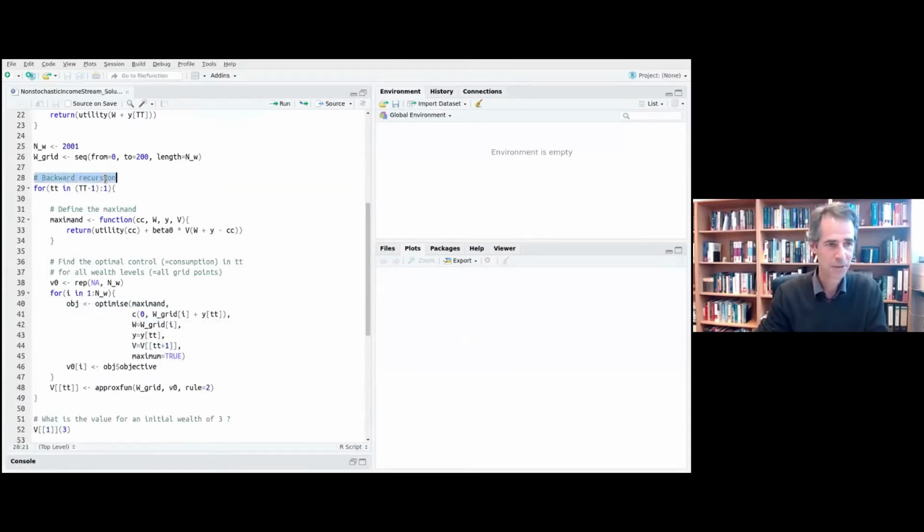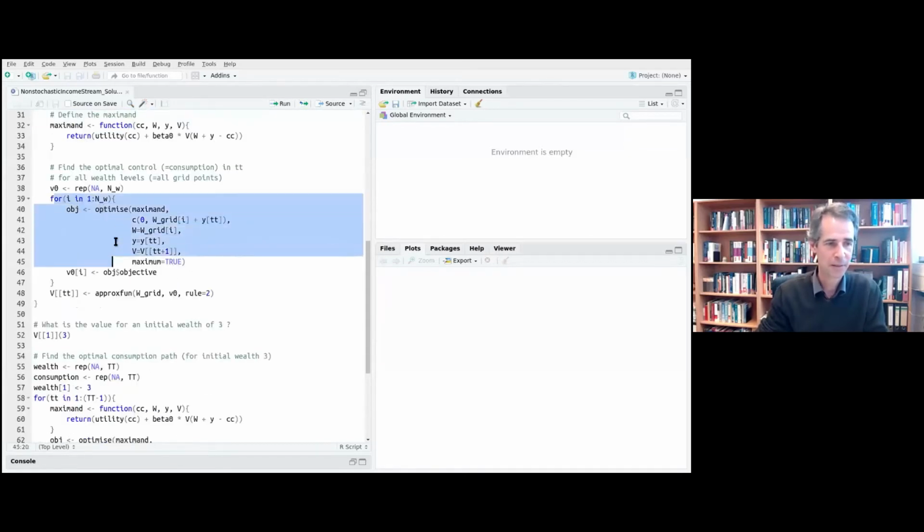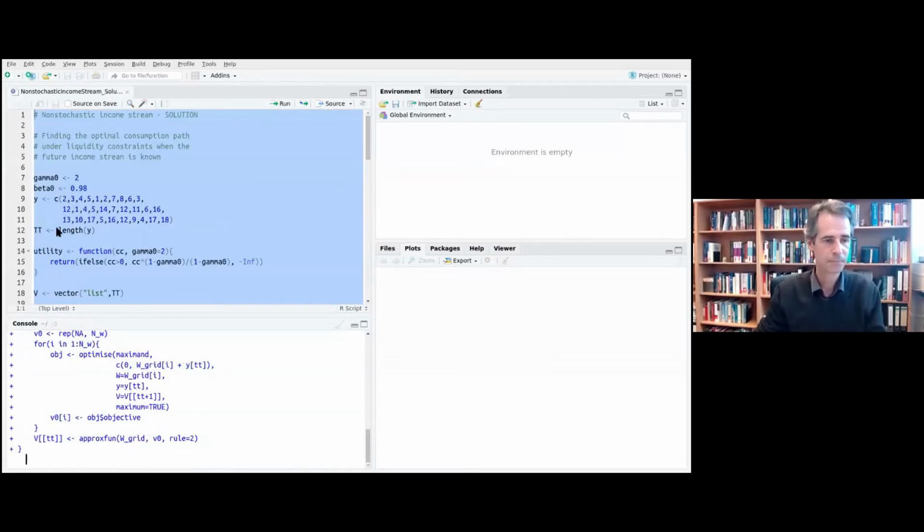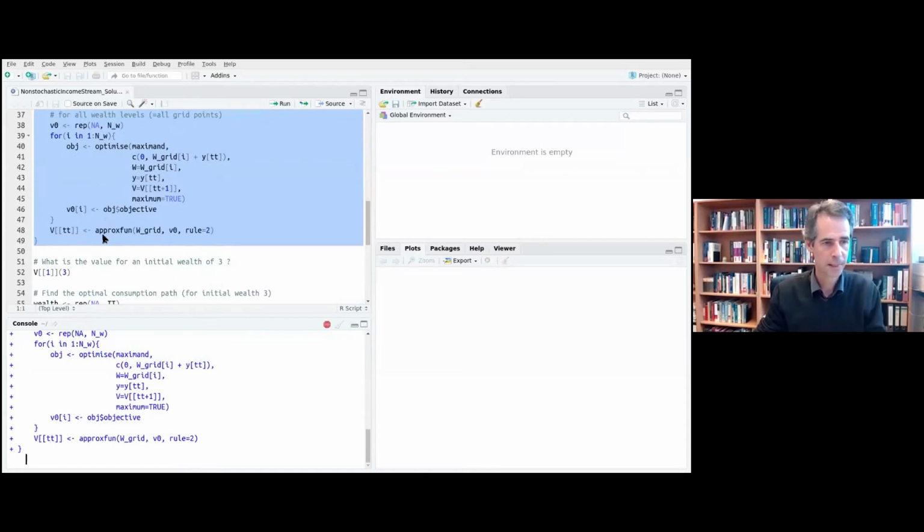So we have the backward recursion from t-1 down to 1. We have the maximum. Then we have the loop over the wealth grid. And then finally, the approxfun command. The additional argument rule equal to 2 is, I think, not really necessary. It just makes sure that if you happen to evaluate the value function outside the grid, then you just use the outermost values. Let's run that. Takes a little while.